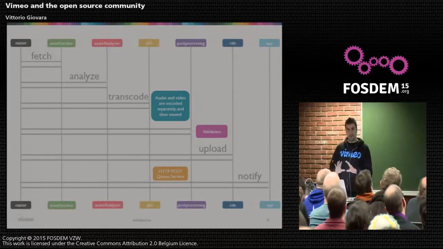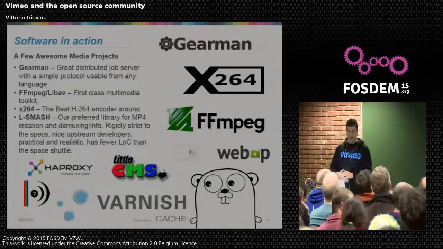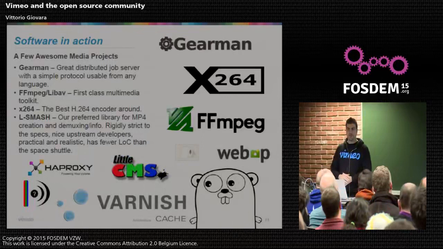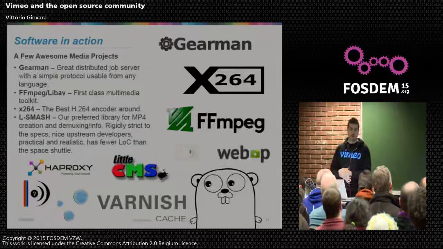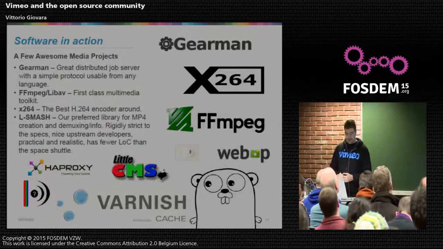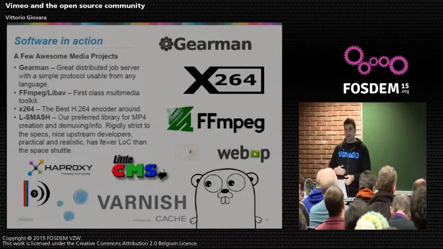As you can see, these are small services. We use many more, but these are particularly interesting because they are deployed mostly with open source tools. These are mostly what we use. We have, of course, Gearman for having a distributed server. We use FFmpeg and libav, which are the best multimedia toolkits available. x264 needs no presentation, I guess. L-SMASH is, as I mentioned, our favorite MP4 muxer and also MP4 analyzer.